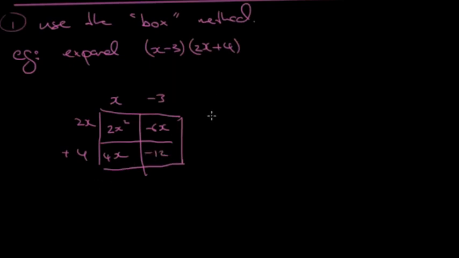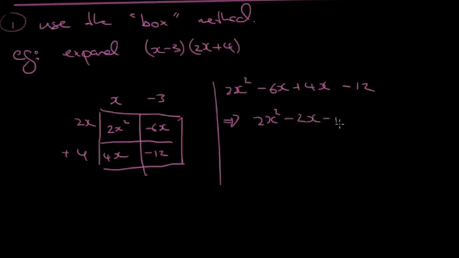And then we can just write that out as this term, 2x squared. And this term, minus 6x. This term, plus 4x. Make sure you pay attention to positives and negatives, and the final term, negative 12, which gives 2x squared minus 6x plus 4x minus 12. So that's our solution. So we expand that, and we get that. So that's all expanding is, just using the box method.